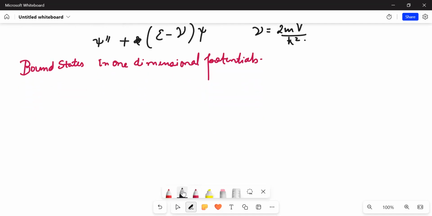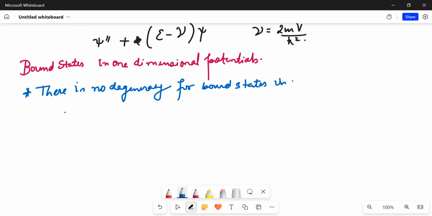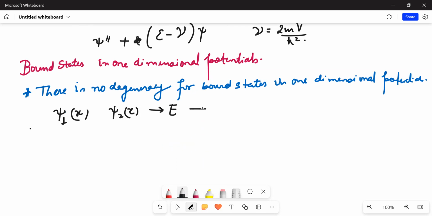The first thing that one must understand or realize is that there is no degeneracy in one-dimensional potentials. Why so? What is degeneracy? Degeneracy means two or more wave functions are degenerate. So let us consider the contrary. Let psi1(x) and psi2(x) both be characterized by the same energy E, and epsilon is equal to 2m(E minus V) upon ħ².